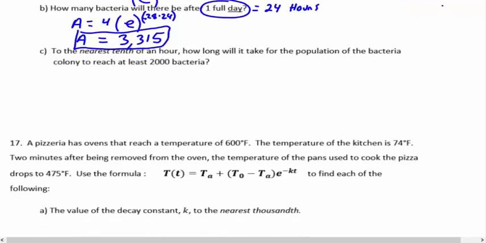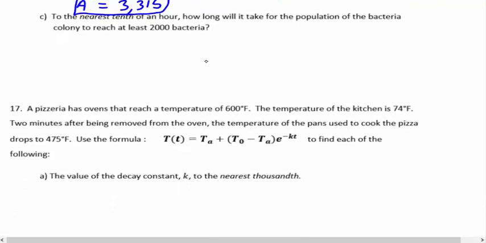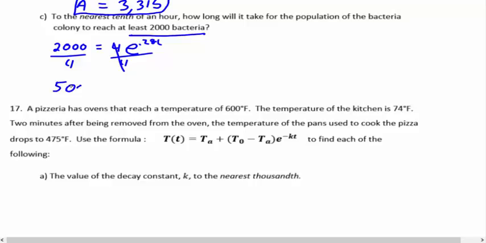All right. And then part C, to the nearest tenth of an hour. How long will it take for the population to reach at least 2,000 bacteria? So we're going to say that's the amount we want to get to. So 2,000 equals, start out with 4 e to the 0.28 T. Divide by 4. I feel like we've done a lot of these, right? So 500, sorry. 500 equals e to the 0.28 T.